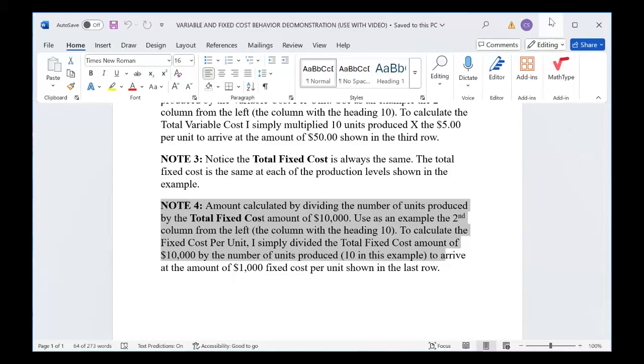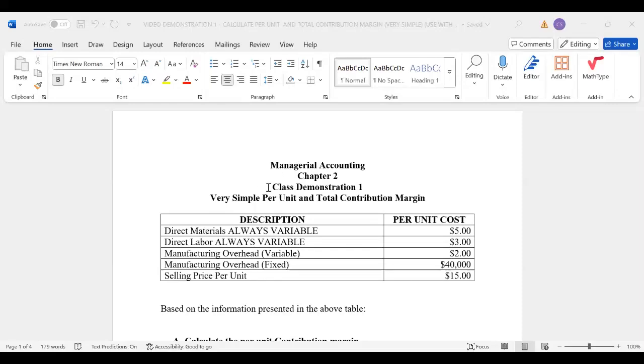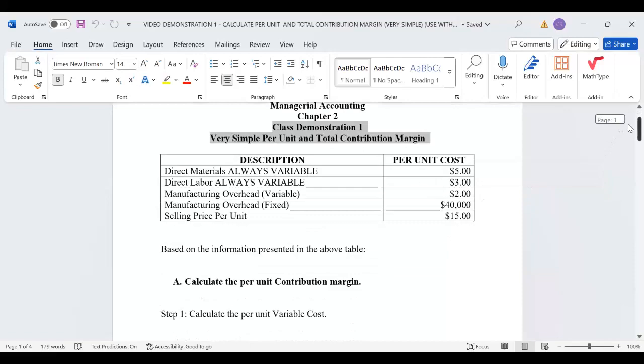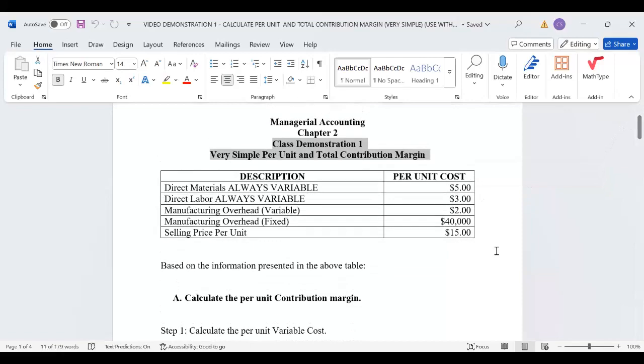Let's go to the demonstration. Demonstration 1. It says very simple per unit and total contribution margin problem. So this is the most basic information I will be giving you, the easiest information that you're going to get. You probably will not see this on a test this way. I'm going to make it more difficult, but this is just to get you started.